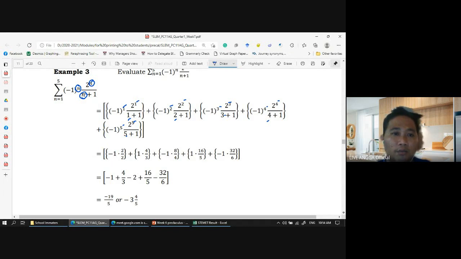Then, negative 1 raised to the power of 5 is negative 1, times 32 over 6. Then, we multiply. Negative 1. Multiply. 4 thirds. Multiply. Negative 2. Multiply. 16. Multiply. 32. Then, we add. The result is negative 19 over 5 or negative 3 and 4/5.